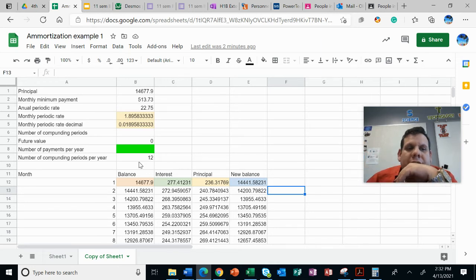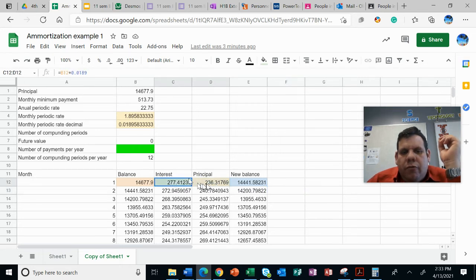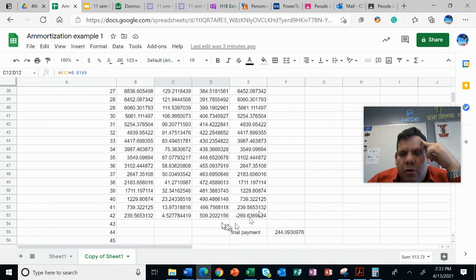So no matter what, the payment will be 513.73. Okay, and that payment will be divided in both interest and principal. So if you go from the very beginning, the addition of that is 513.73. And if you go to the very bottom of this, we have exactly the same, 513.73.